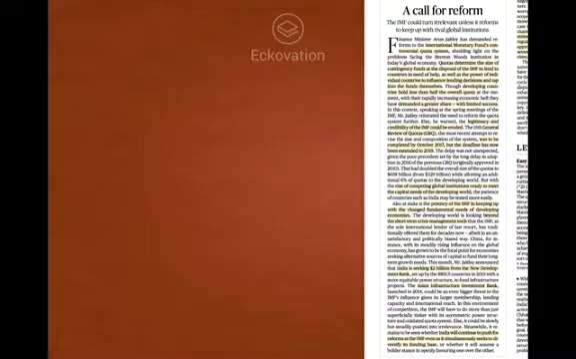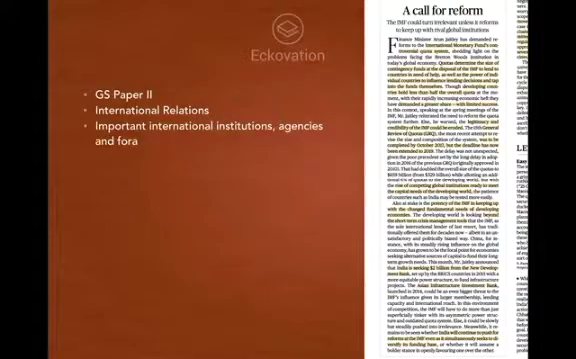The next article is regarding the IMF, a call for reform. This is relevant to your GS paper 2 international relations. The point is important international institutions, agencies, and fora. The IMF is the forum which this article talks about. It talks about IMF reforms. You must be knowing that in the IMF there is a quota. The quota for developing countries is less than 50%.